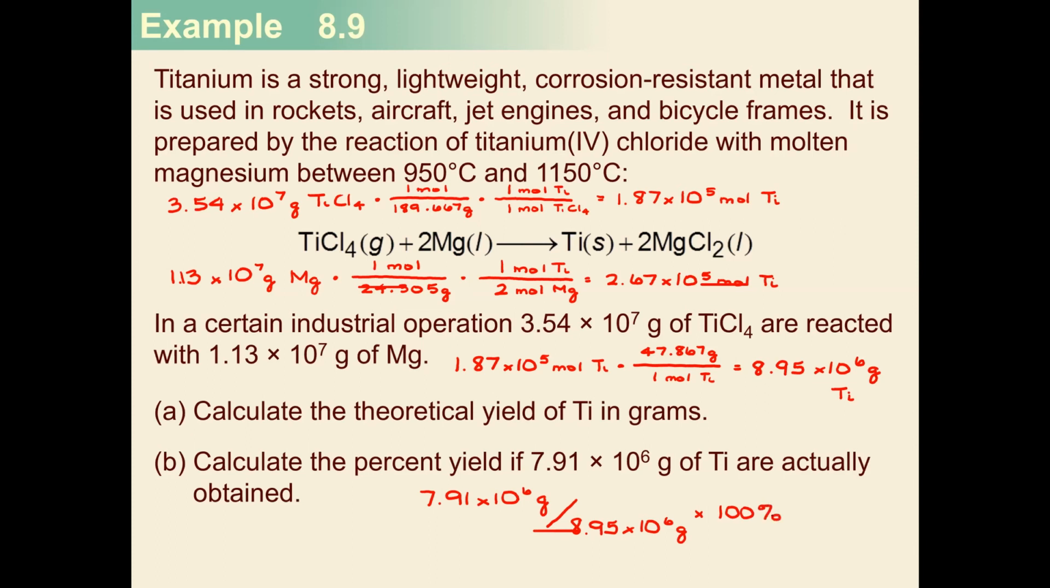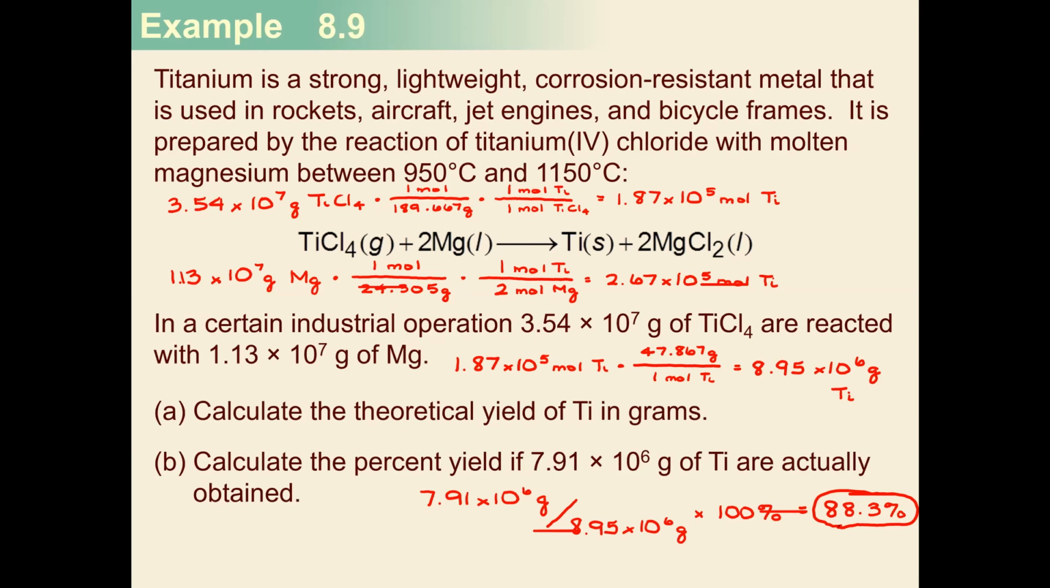If we do that math, you will see that you get a value of 88.3% yield. Percent yield is often also called reaction efficiency. So if you see problems in which it says it is 88.3% efficient, understand that you are dealing with your percent yield.